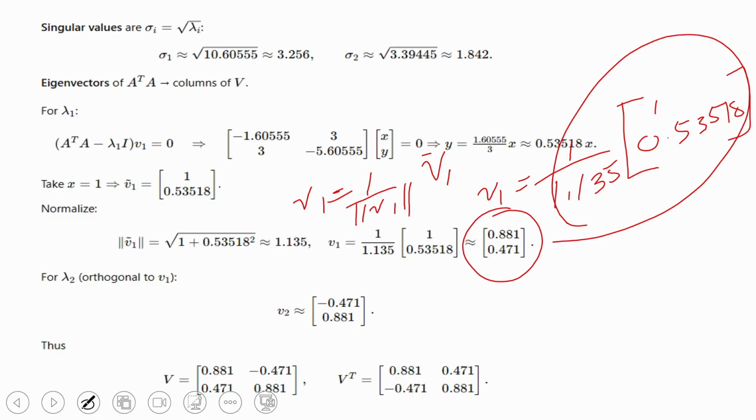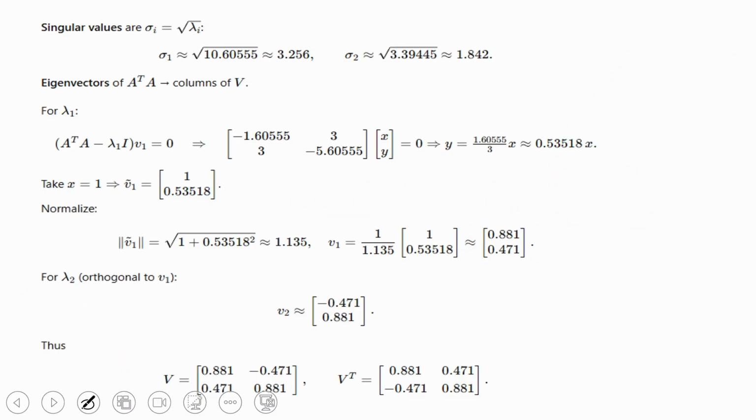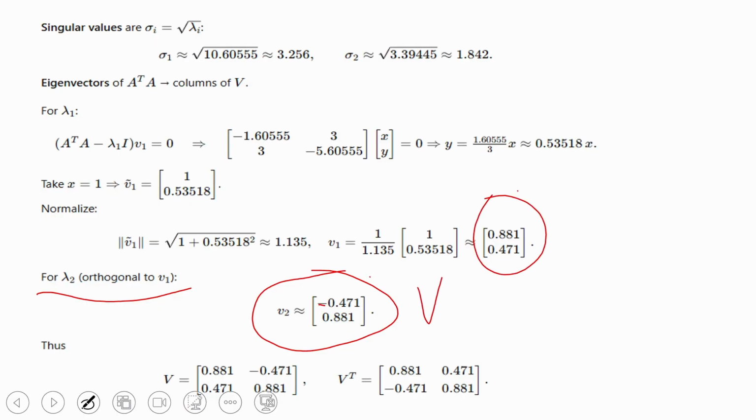Now consider the property that lambda 2 is orthogonal to V1. So we can write V2 like this. You can interchange these values and put a negative sign here. So we got V1 and V2. This is V1 and this is V2. So the V vector is, you can add both these, 0.881, 0.471 and minus 0.471, 0.881.